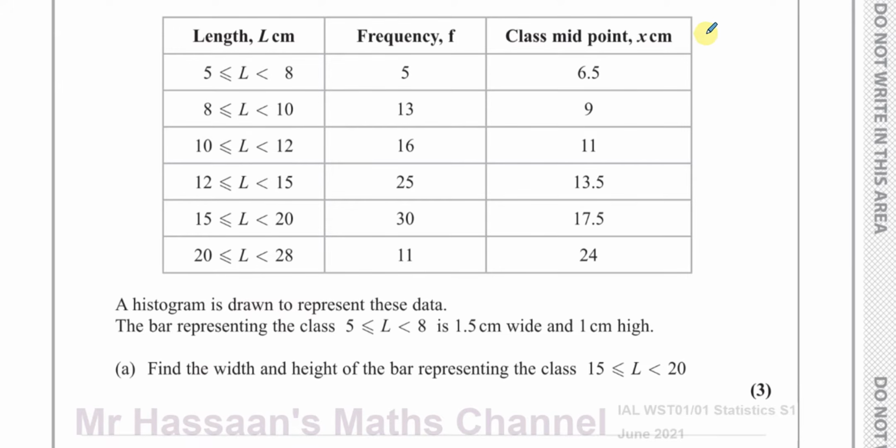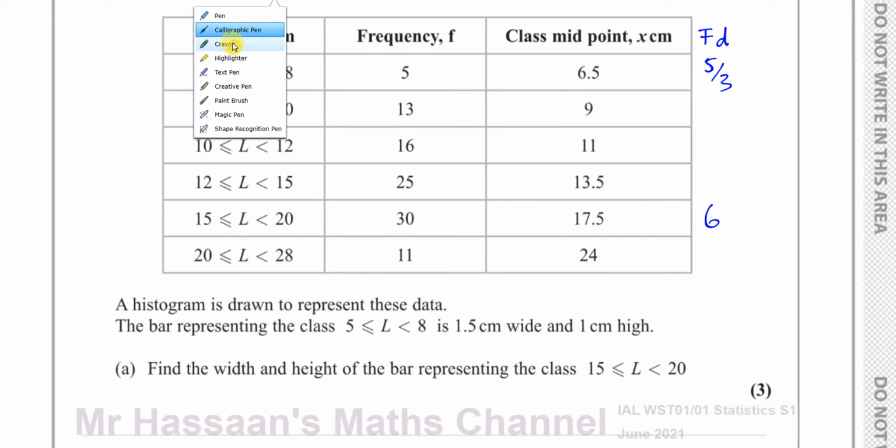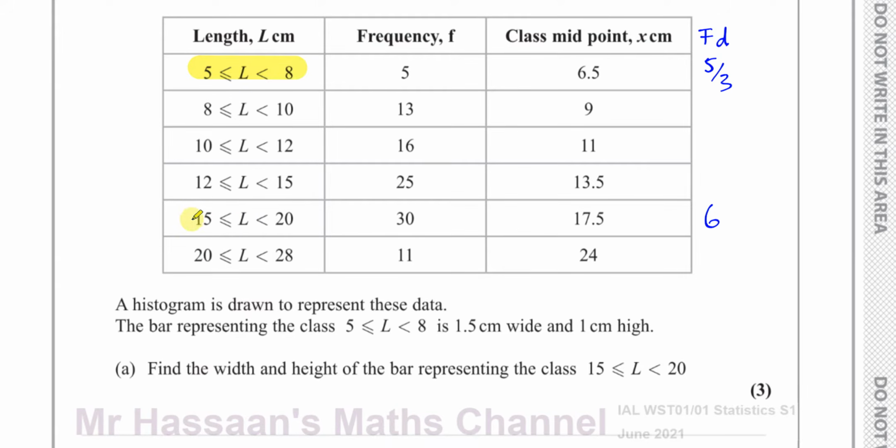So the two things that we are interested in are the 5 to 8 bar, whose frequency density is 5 divided by 3, so I'll just write it as 5 over 3. And also 15 to 20 is the one we're looking at. So this is going to be 30 divided by 5, the frequency divided by the class width. That's 6. So that's the frequency density for the two that we are interested in.